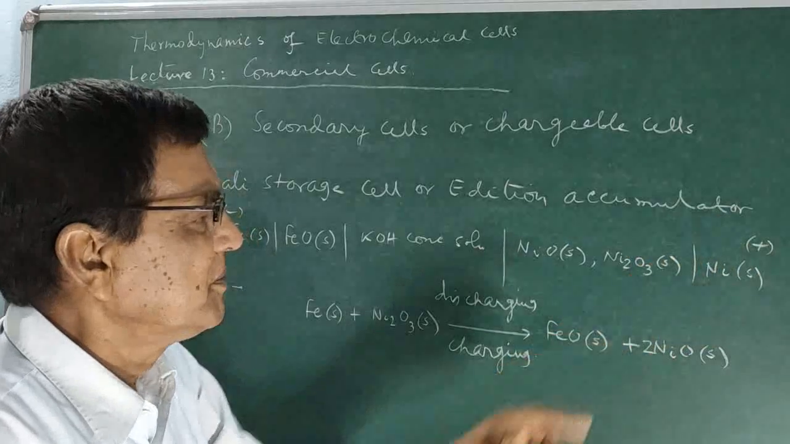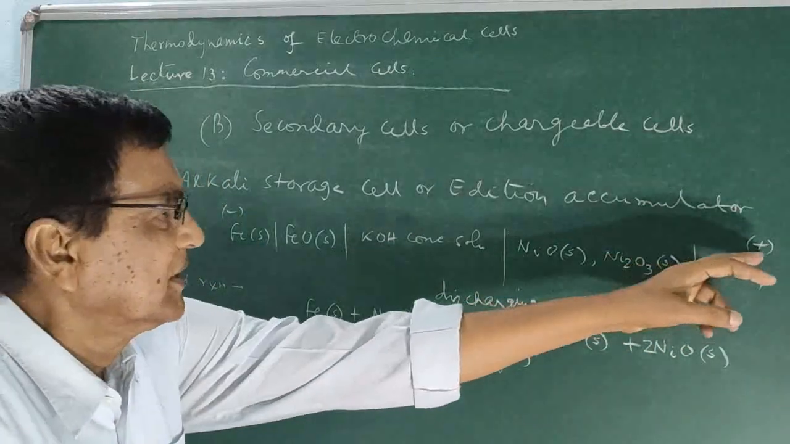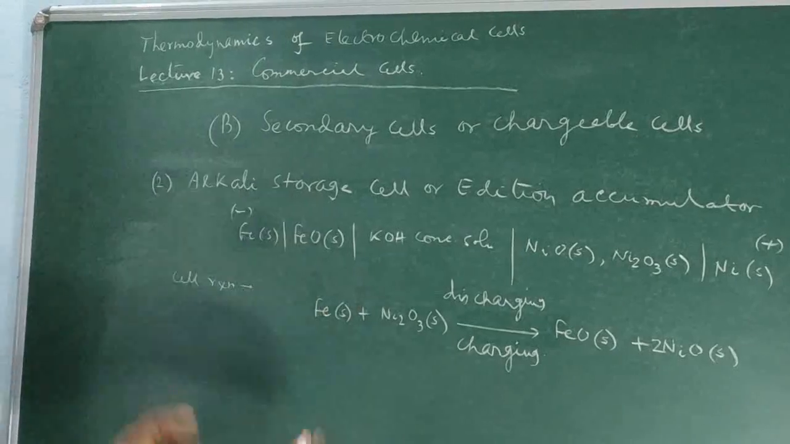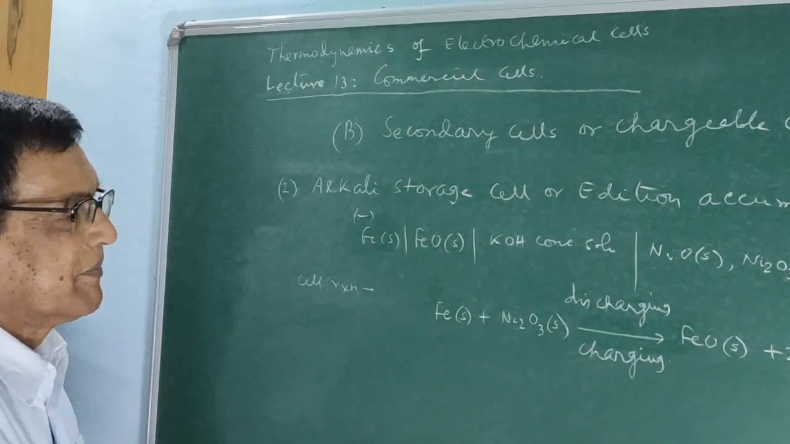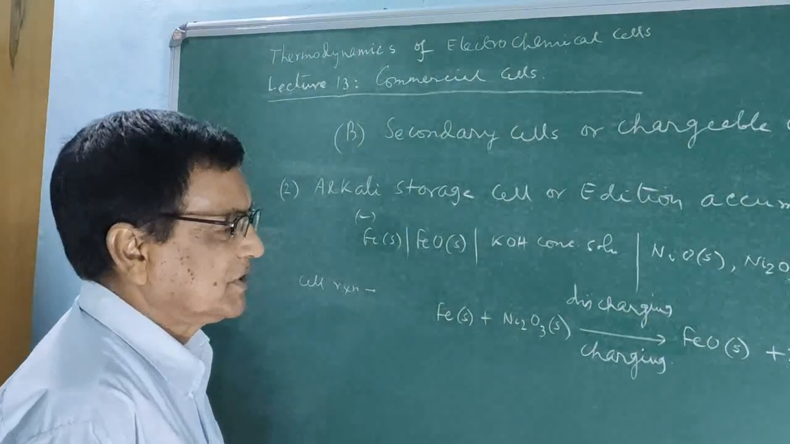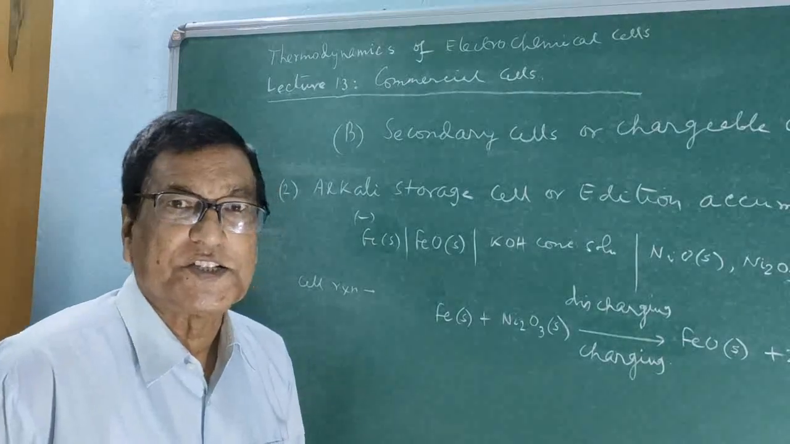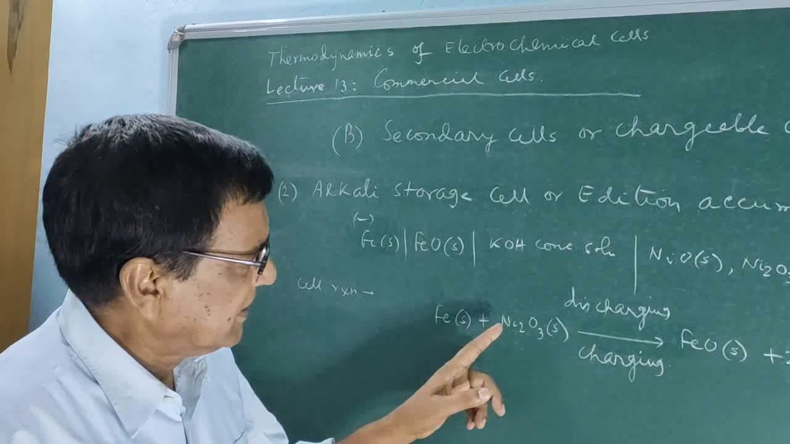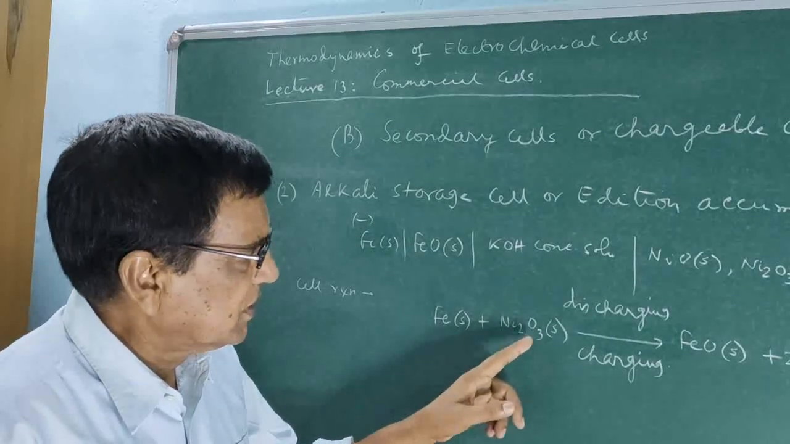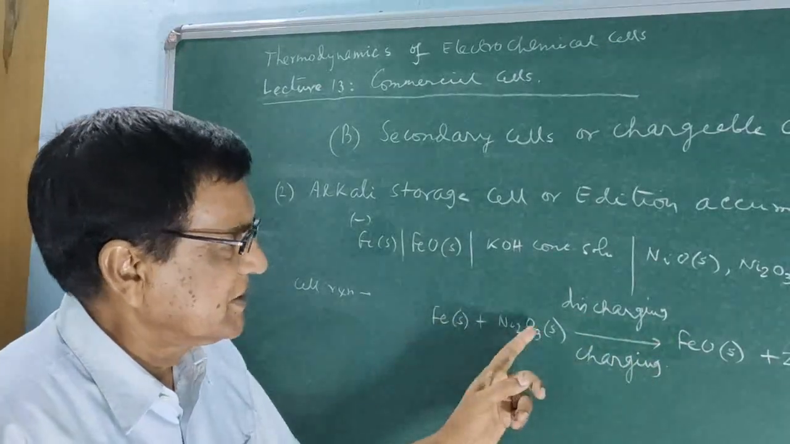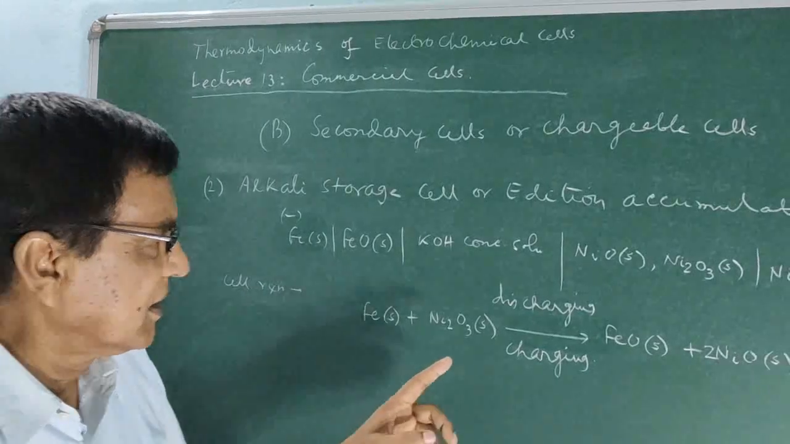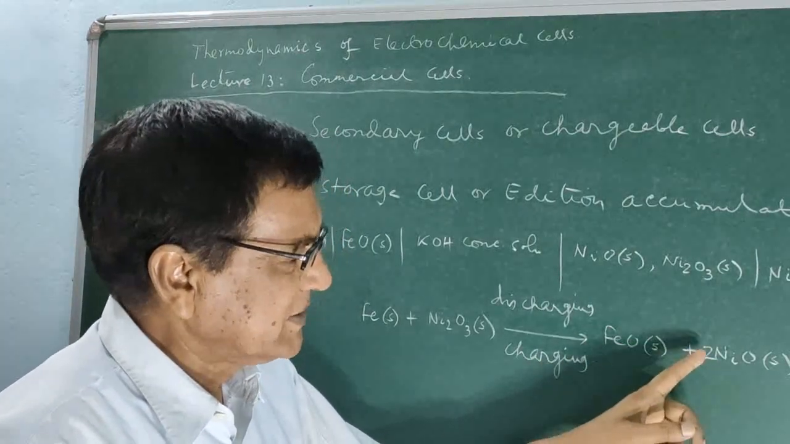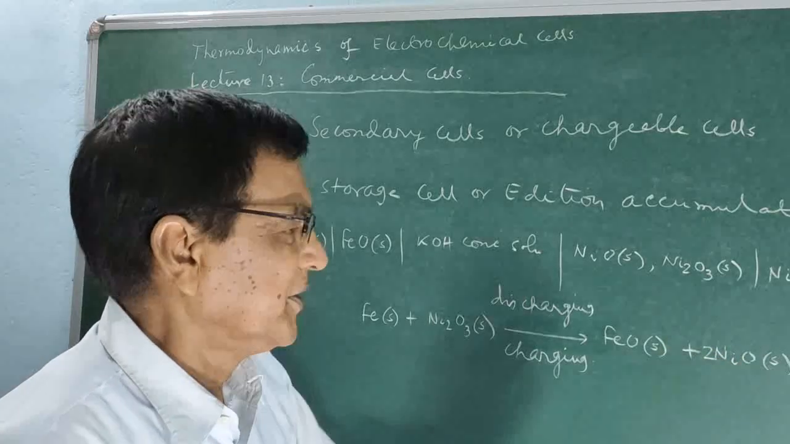This is the positive electrode, the cathode, and this one is the anode. If we write this cell's electrode reactions separately and join them, we get the cell reaction. The cell reaction is Fe + Ni2O3, where the iron is oxidized and the nickel is reduced, giving FeO and two NiO as solids.